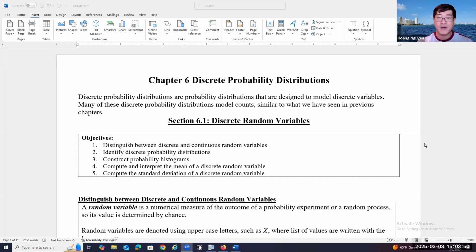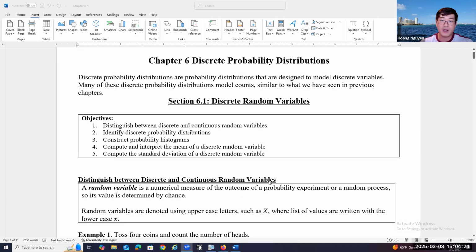So in this recording, we're going to take a look at section 6.1, discrete probability distribution or discrete random variable. Discrete probability distributions are the probability distributions that are designed to model discrete variables. Many of the discrete probability distributions model the counts, similar to what we have seen in the previous chapter. So what does it mean by discrete random variable?